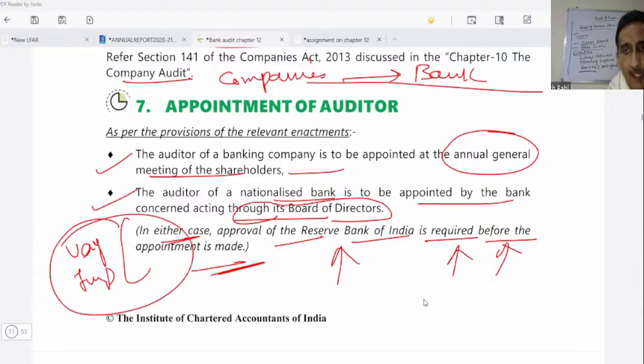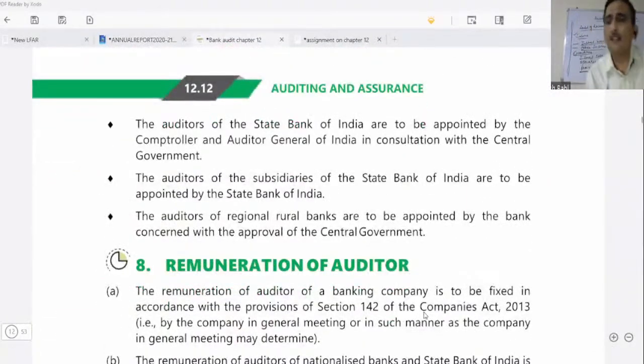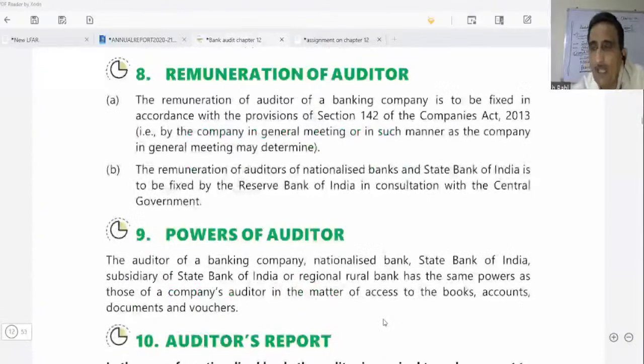That is very important. That is what distinguishes it from regular appointment in case of a company. That is how the appointment of an auditor in a bank is different from the appointment of auditor in a company. Yes, Rupesh Bhimani, you are saying correctly. Appointment of auditor is made under section 139 in case of a company.